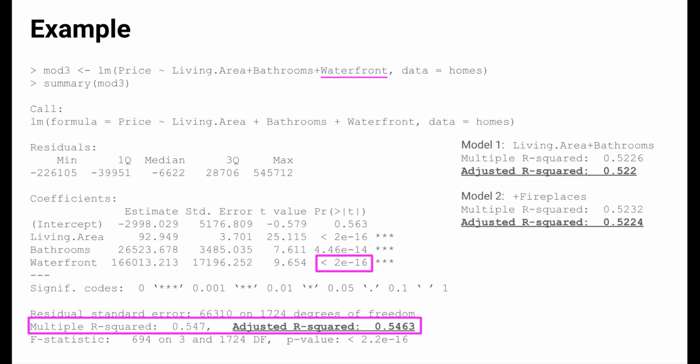If instead of fireplaces we add whether or not the house is on a waterfront, we see that the adjusted R-squared increases more appreciably and that the p-value for the waterfront coefficient is significant at the 0.01 level. Here we have two different but reasonable lines of reasoning agreeing with each other: coefficient p-values and adjusted R-squared.